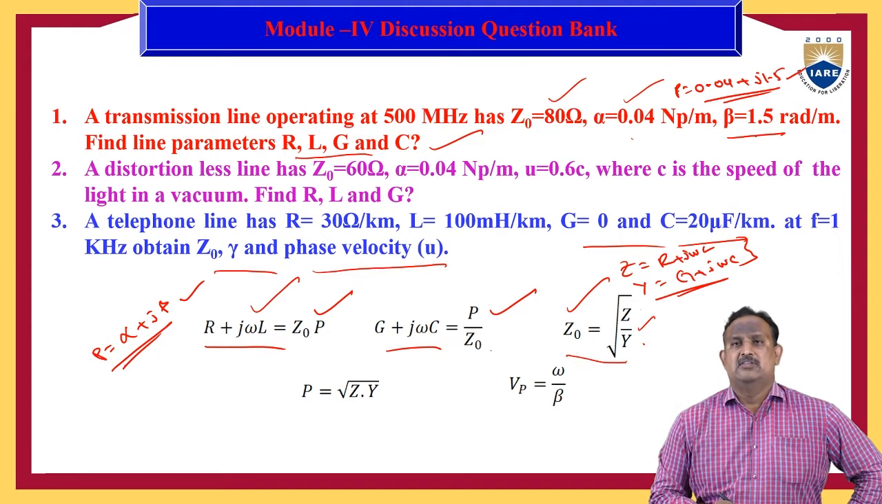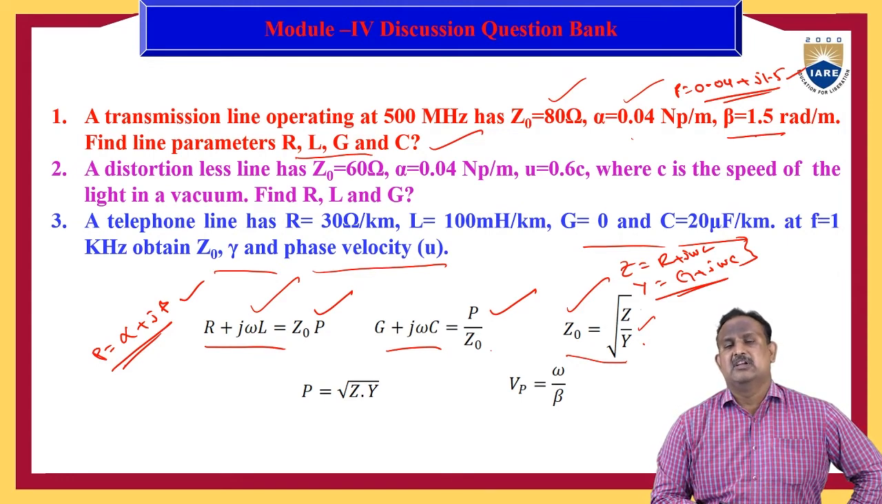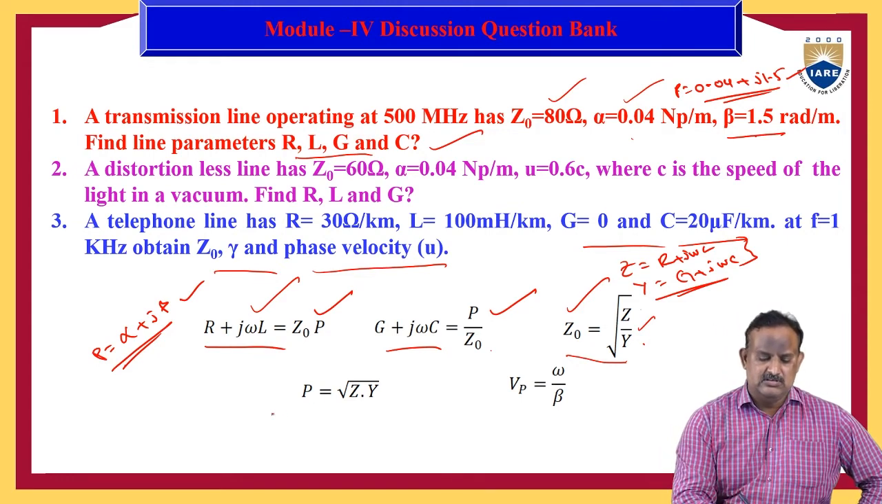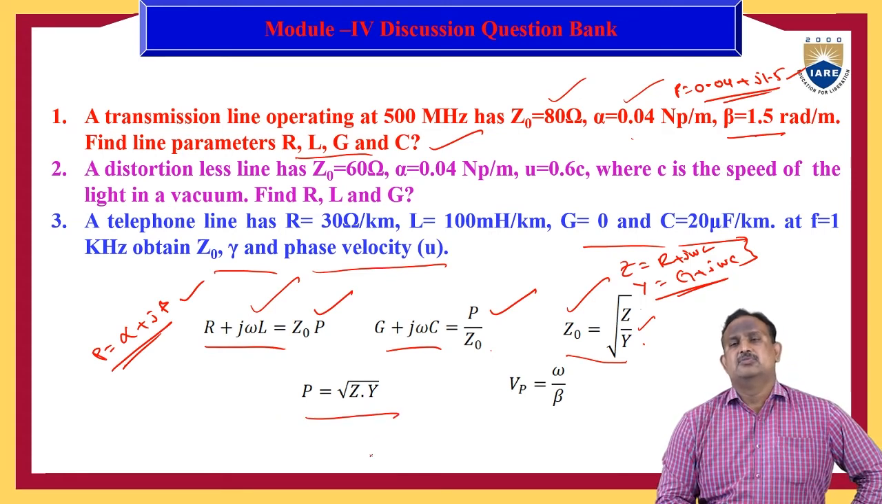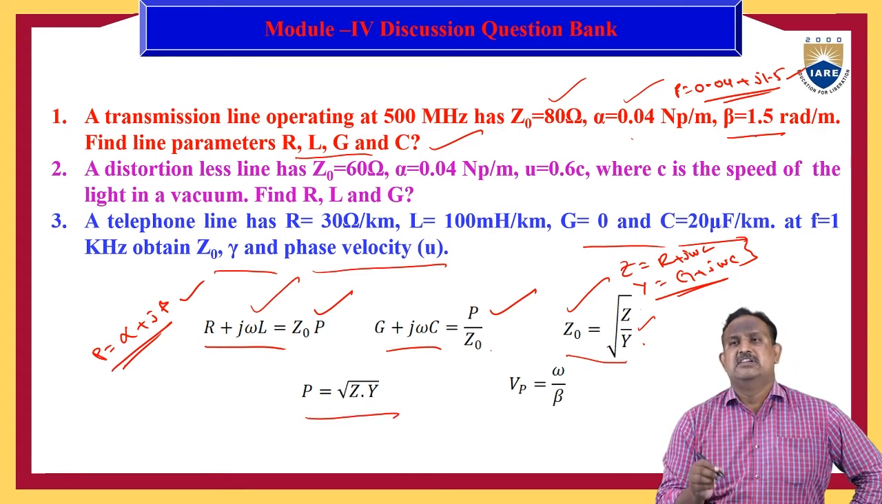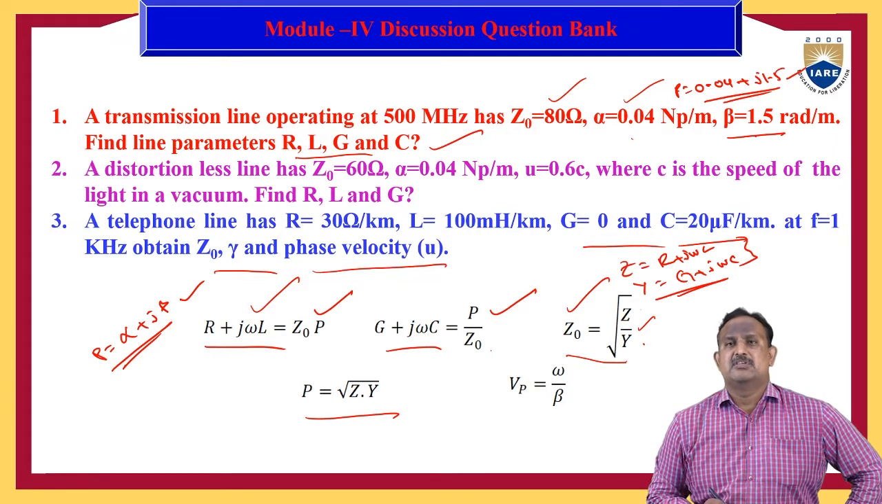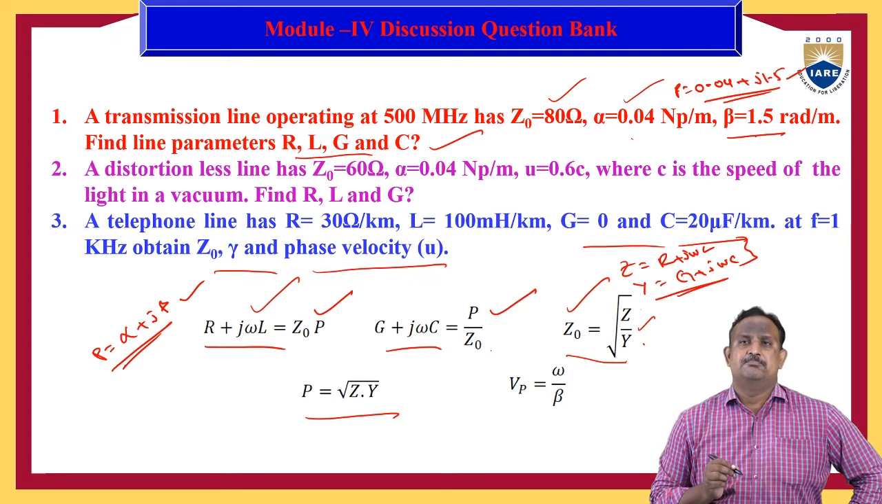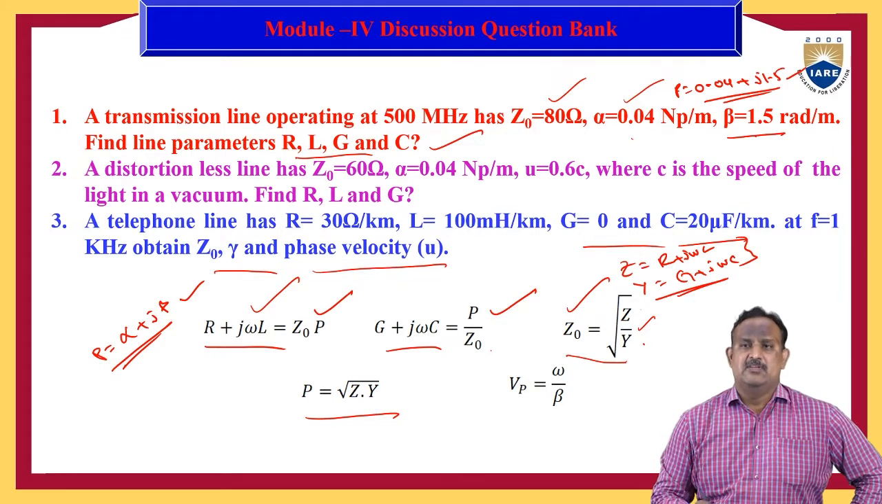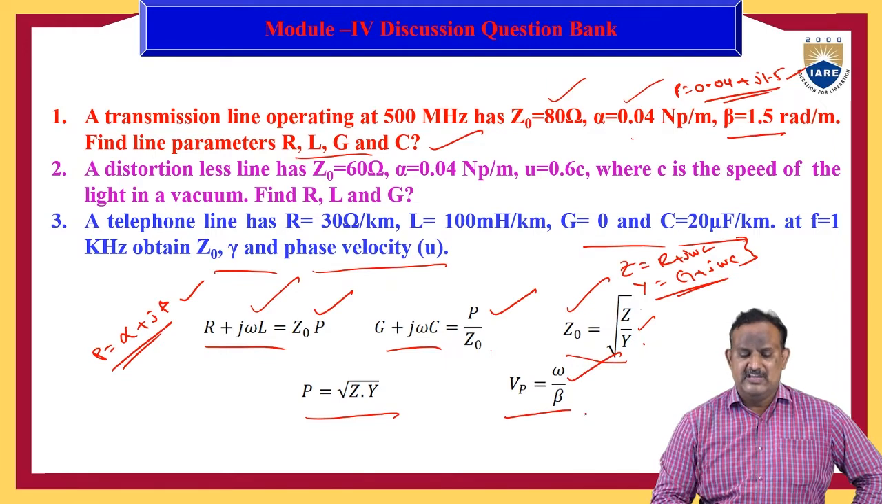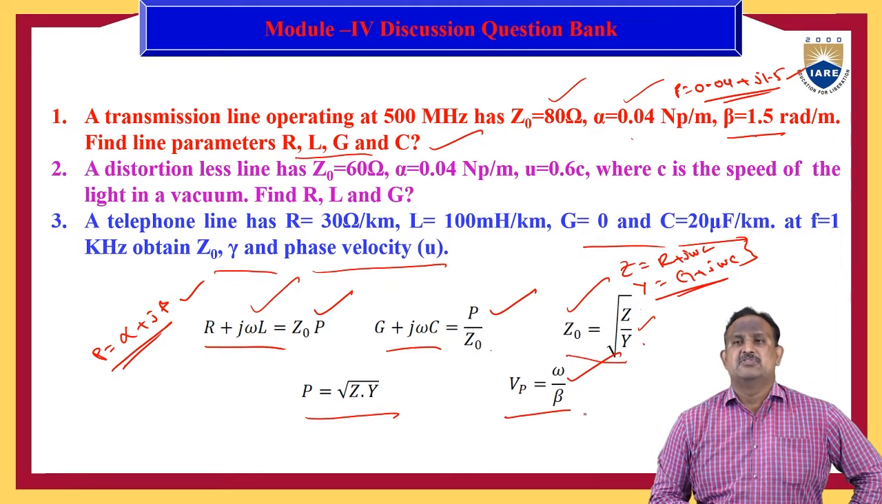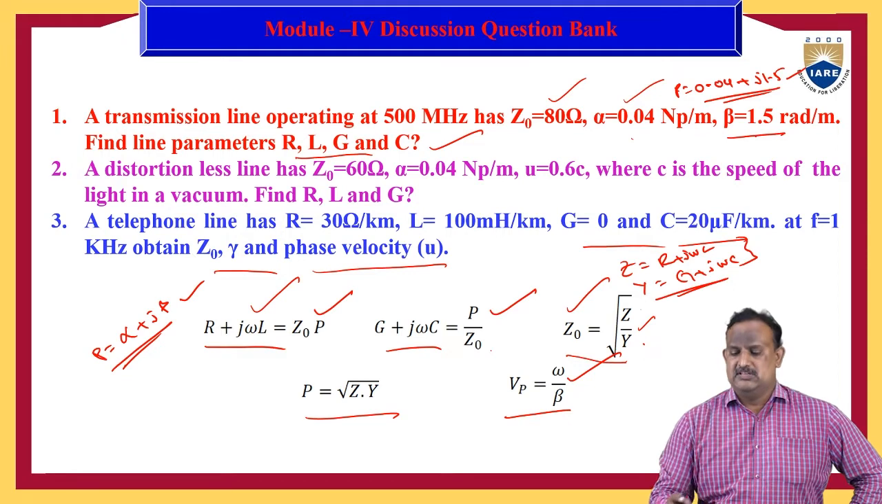And then we need to find the gamma value. Gamma is nothing but the propagation constant, gamma equal to P. So P is equal to root of Z into Y. We use the propagation constant gamma or P. Then the phase velocity Vp is equal to omega by beta. From this you can find the phase velocity.